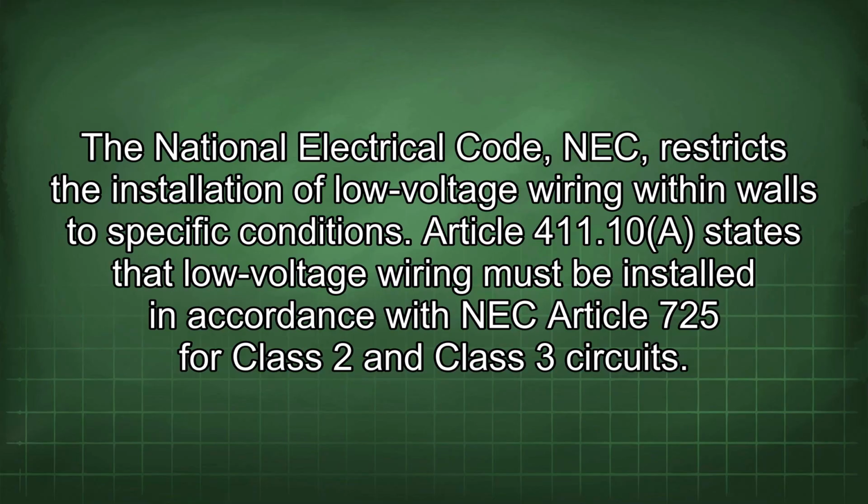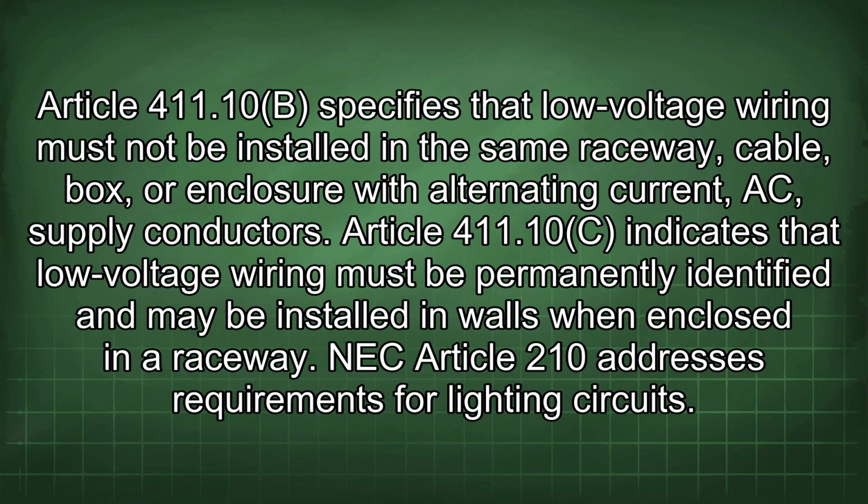The National Electrical Code (NEC) restricts the installation of low-voltage wiring within walls to specific conditions. Article 411.10 states that low-voltage wiring must be installed in accordance with NEC Article 725 for Class 2 and Class 3 circuits. Article 411.10b specifies that low-voltage wiring must not be installed in the same raceway, cable, box, or enclosure with alternating current (AC) supply conductors.